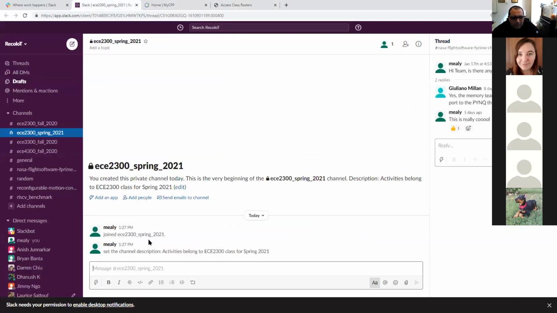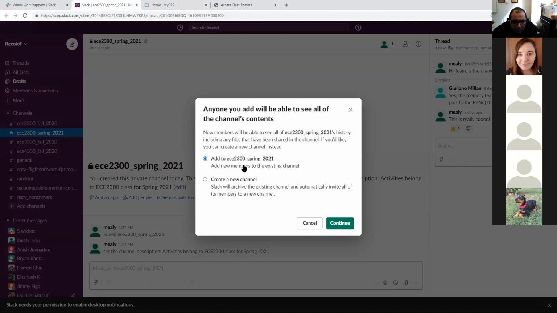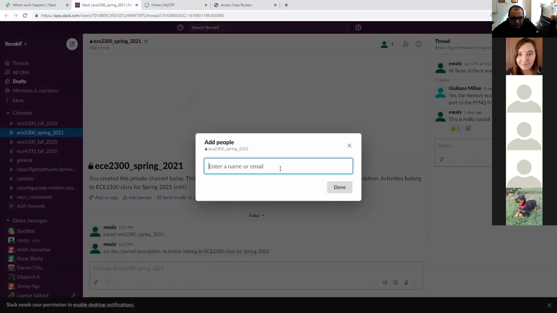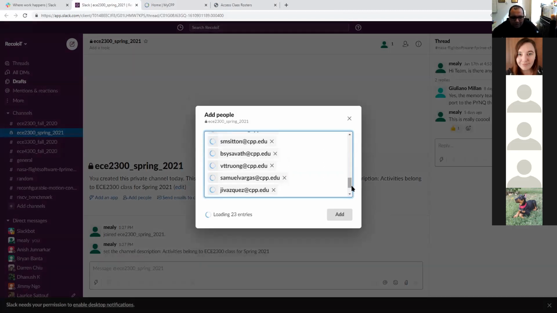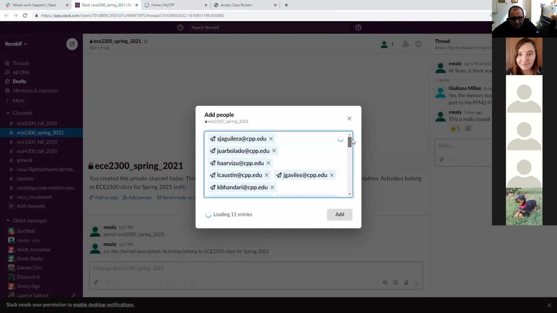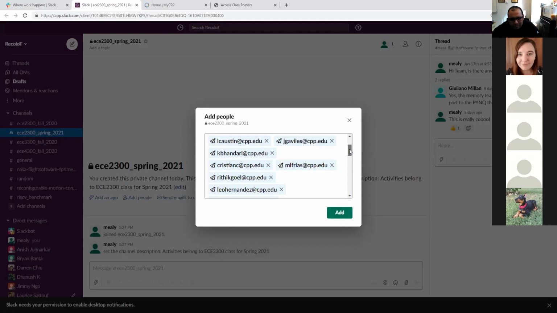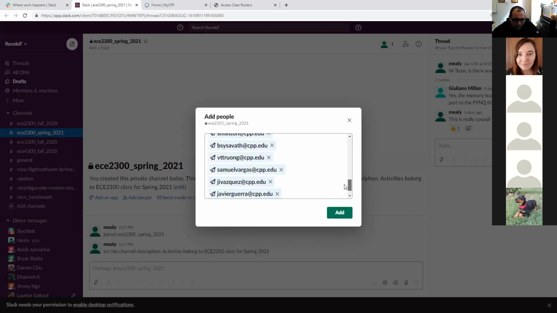Boom. I added it there. How can I add people? Add people. So: add new member to existing channel, create a new channel. No, just this one. And then I put you like this. Then everybody can see his name, right? Oh, we have to do it through CPP. Yes. No, I can actually add you by private email. That's fine with me, and then I can say add.